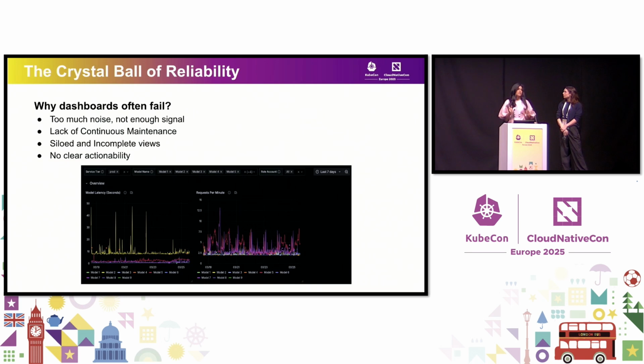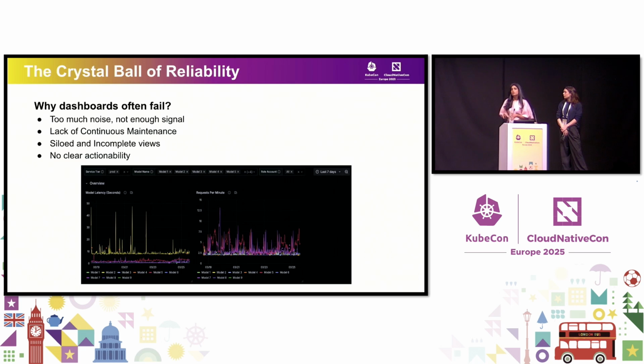There's no connection to any upstream issues or any downstream impact. Second, these dashboards are rarely maintained. As they say, dashboarding is done in set and forget mode. They get set up once, but as your platform, your infrastructure, your application evolve, they quickly become stale. This leads to misleading signals and even outdated metrics.